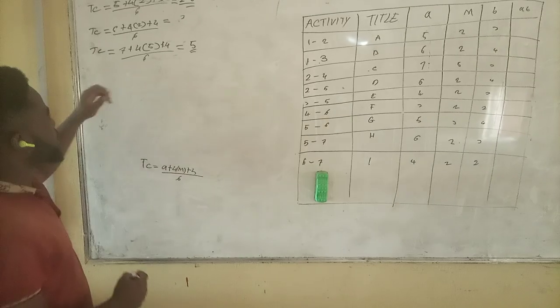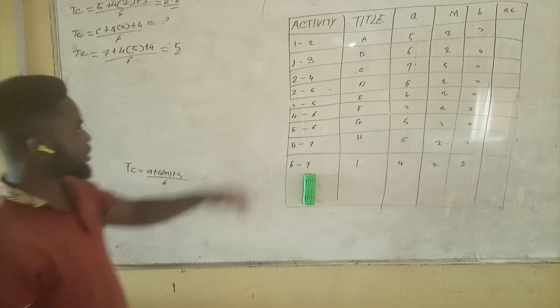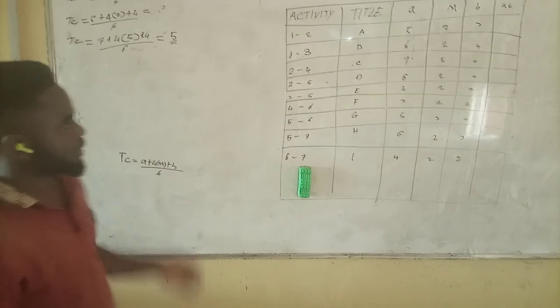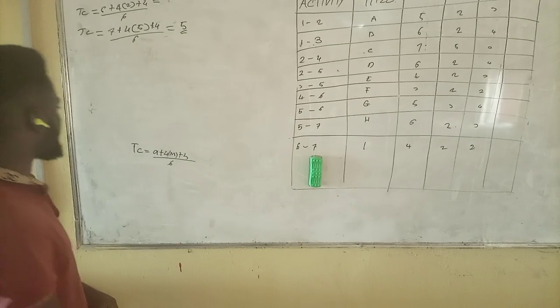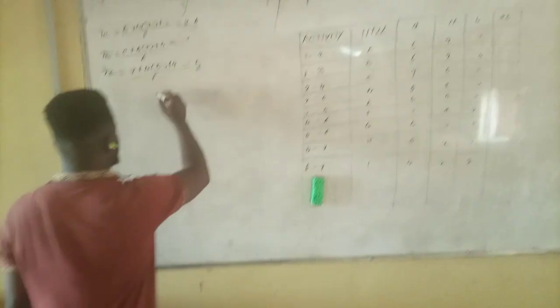So you will do it like this in the other activities: 2 to 5, 3 to 5. You will get the answers, and the answers is your TE. So now, we will be moving to the network plan.